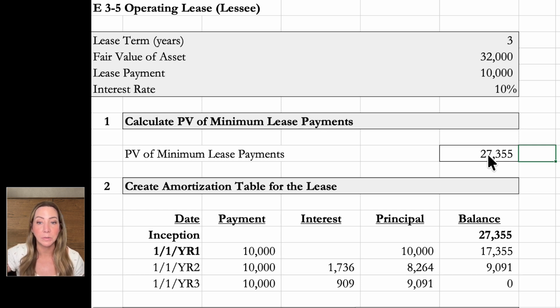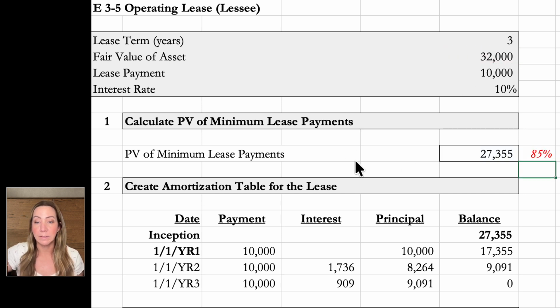So the first thing we need to do is calculate the present value of the minimum lease payments, which is done for us here, and that gives us the $27,355. To confirm that this is in fact an operating lease and not a finance lease, we'll take the $27,355 and divide it by the fair value of the asset, which gives us 85%.